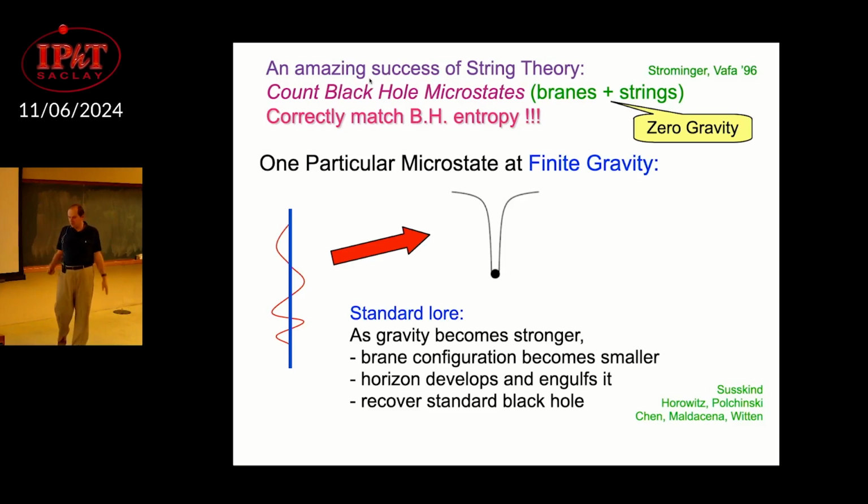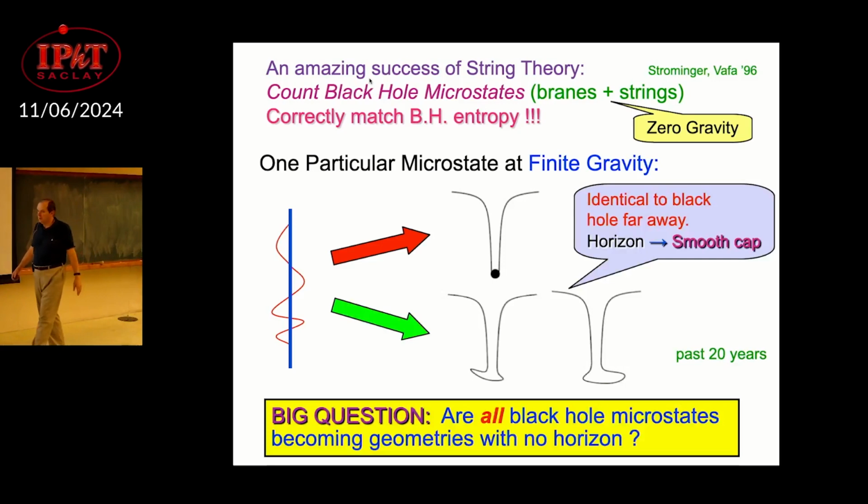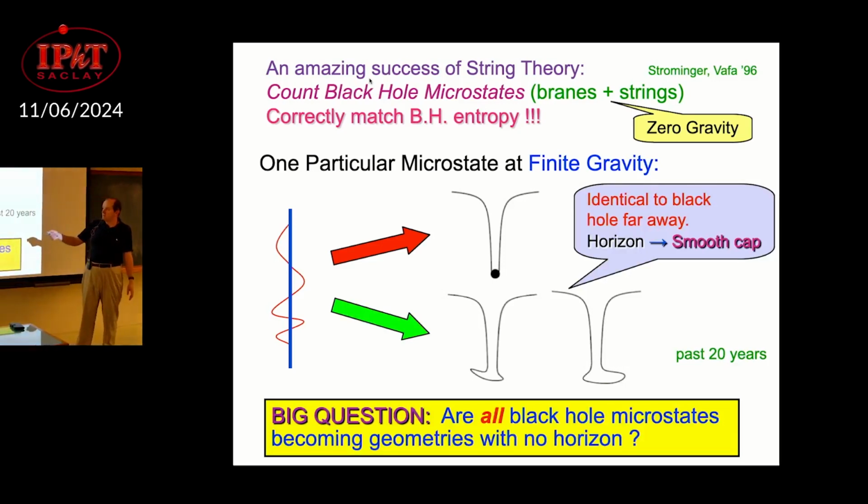And this has been the name of the game for many years in the field. However, what we have found is that some of these microstates of Strominger-Vafa, some of the microstates of the D1-D5 CFT, instead of getting a horizon, actually become something like this. They become geometries which look like the black hole from far away, with the same throat as a black hole, but they don't have a horizon, and they end up in a smooth cap.